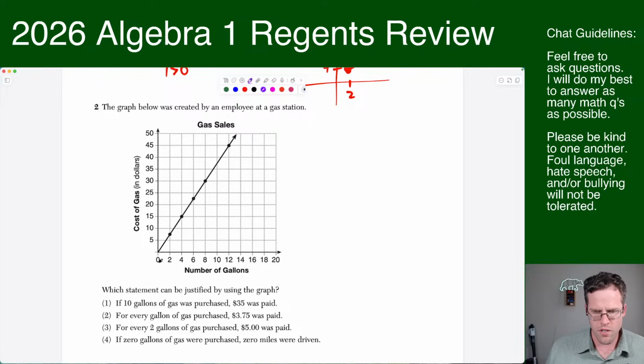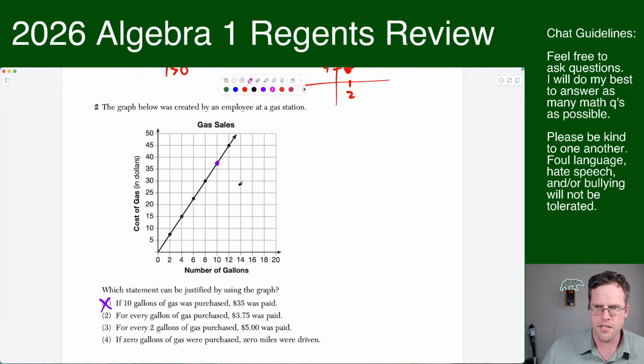So for this one here, if 10 gallons are purchased, $35 was paid. This one is not going to be the answer, because 10 gallons purchased would be lining up at 35, but this is like 37 and a half. So not quite there. For every gallon of gas purchased, $3.75 was paid.